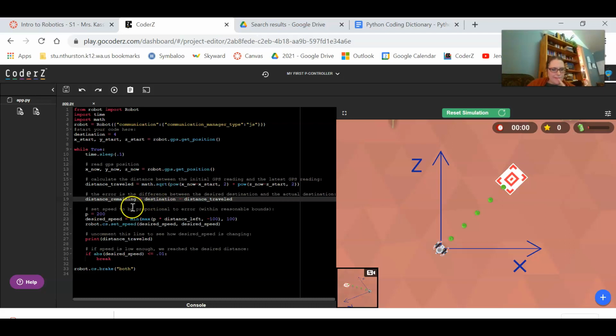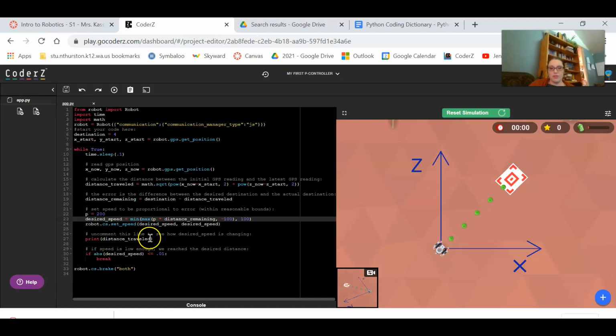I'm expecting that number to eventually be 0. That's when I'm on my target, when that number is 0. So my destination is 4 right now, and once I've traveled 4, this number becomes 0. My PController right here says that my speed should be between -100 and +100, and my speed should be 200 times whatever my distance remaining is. Yeah, okay, that makes more sense for me reading this. And then it says, hey, that's my desired speed, please set the motors accordingly.